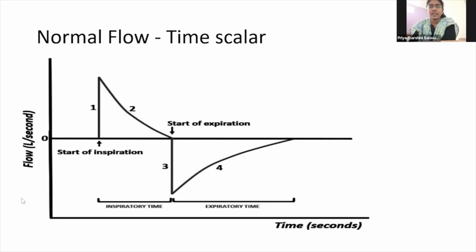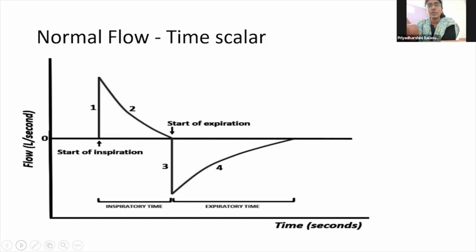So let's see with the help of ventilator waveforms how we can set the appropriate TI and TE. This is a normal flow time scalar where flow is along the y-axis and time along the x-axis. The curve above the baseline is the inspiratory flow curve and the curve below the baseline is the expiratory flow curve, where phase 1 is the pressurization of the respiratory system carried out by the ventilatory system.